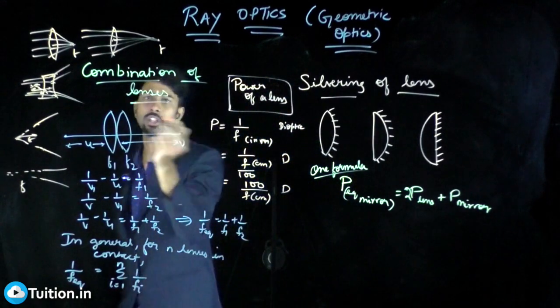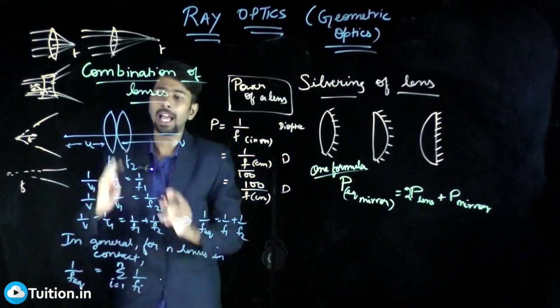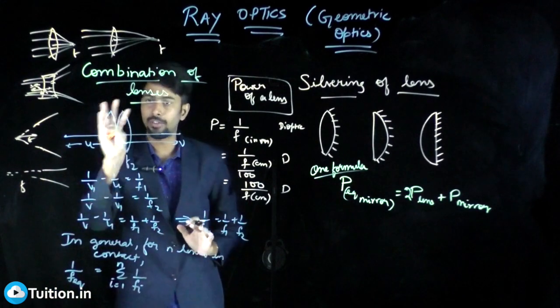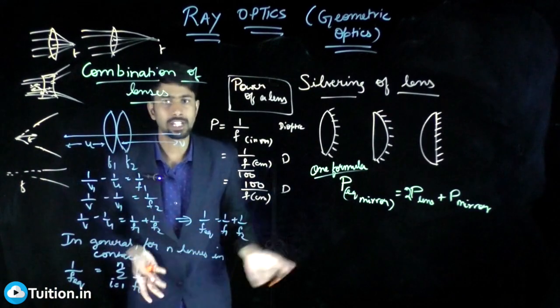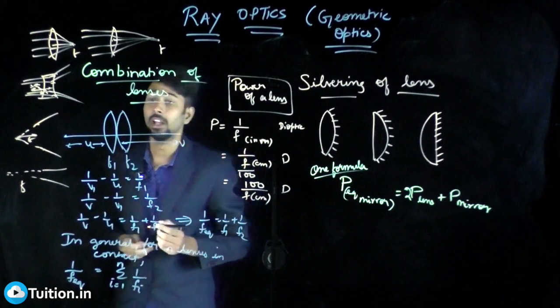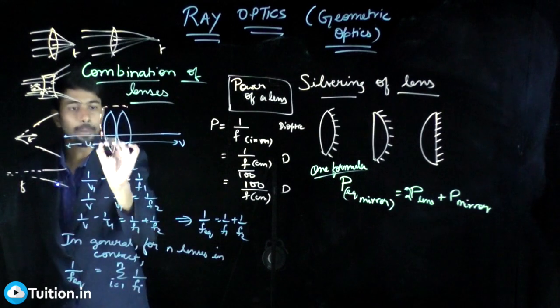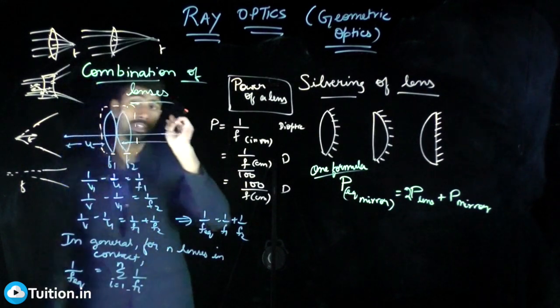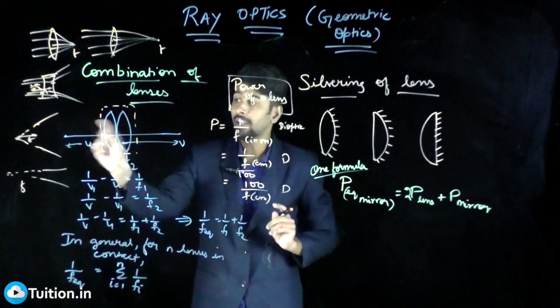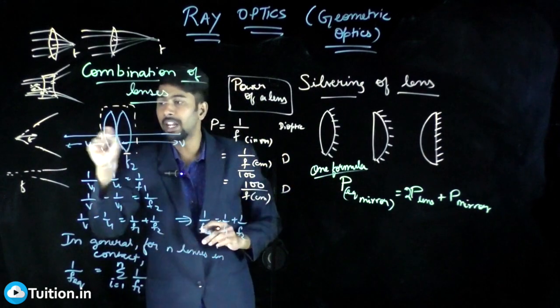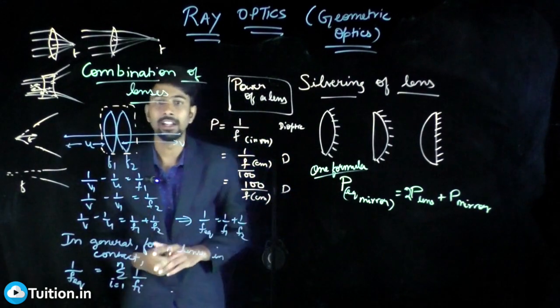So let's take the combination of lenses now. For example, I'll just derive a formula for combination of 2 lenses, and then I'll extend it to n lenses, because the same thing will happen. So for example, if I place this object here at a distance u from this combination, now you don't just have one lens, you have a combination of lenses. This combination will produce some image v, right?